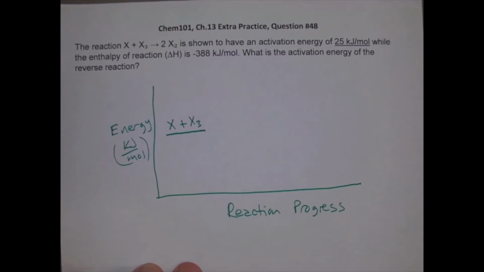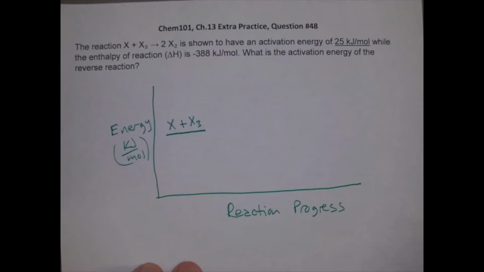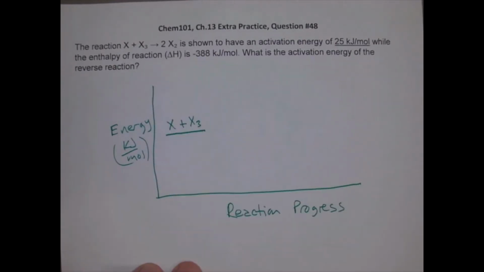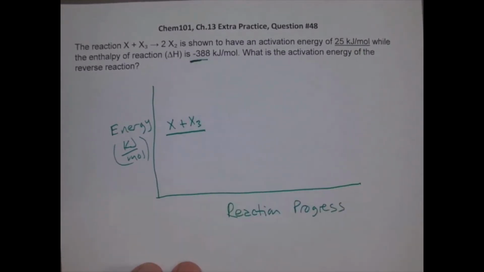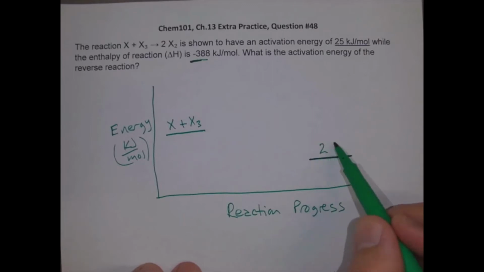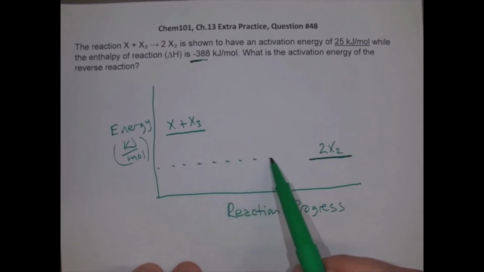And so now I want to do the same thing. I want to draw a line for my products, a line that represents the energy level of my products. Well, I'm told that the energy change, when this reaction occurs, is negative. It's a negative 388 kilojoules per mole. So the energy drops. So I'm going to draw that line lower than the line I have for my reactants. So that line represents the 2 X sub 2.